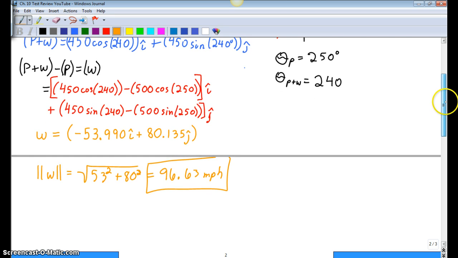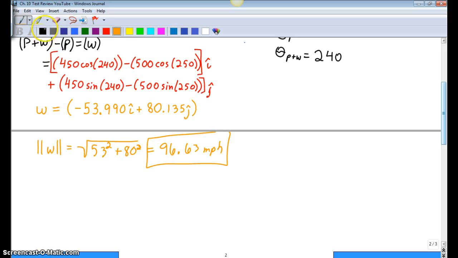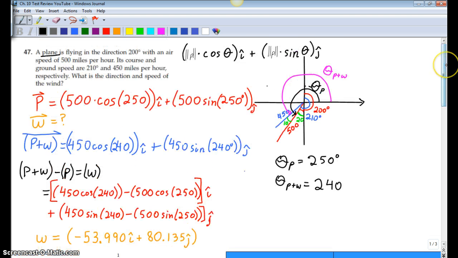The direction. The easiest way to do this direction part is to map it out. We're going to go negative 53, up 80. So this is our 53 component. Here's our 80 component. Okay, there's the vector for our wind. Now, when you put it back up into this, that little orange component is going to be somewhere like this. And it's not going to be very big because these other vectors are 500 and 450, and we're only dealing with somewhere around 96.